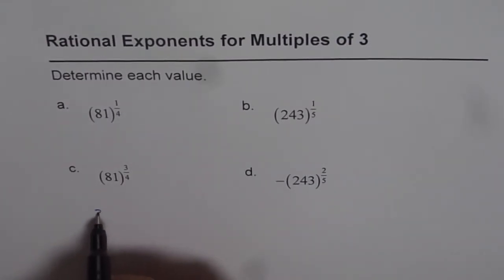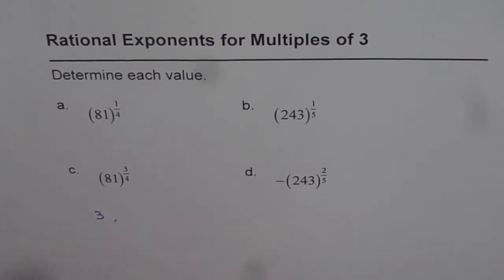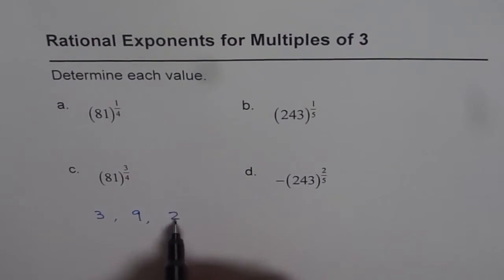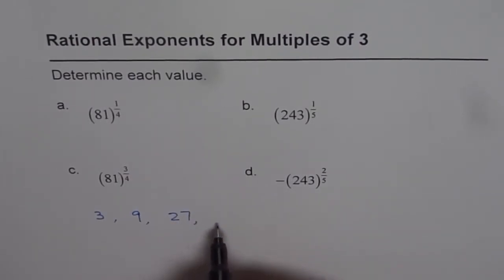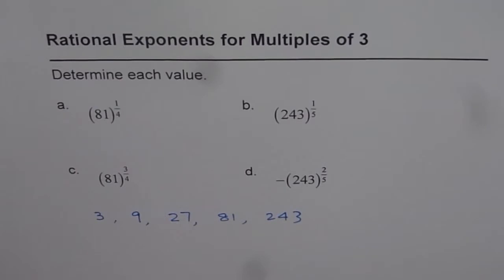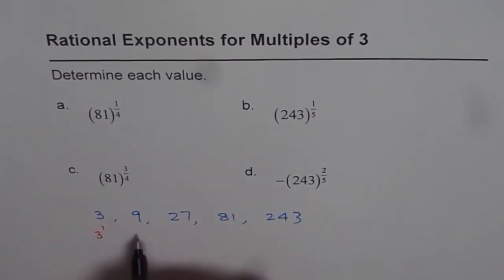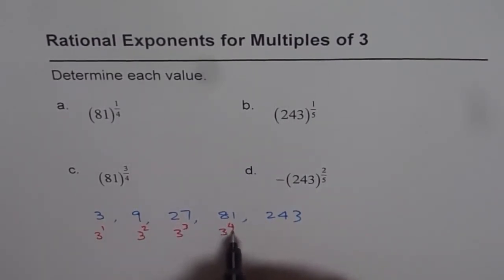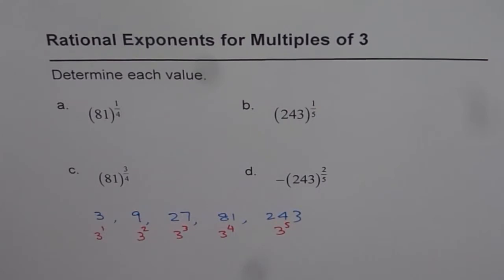3 to the power of 1 is 3, right? Then when you multiply by 3, you get 3 times 3 as 9, and then 9 times 3 as 27. 27 times 3 is 81, and when I multiply 81 by 3, I get 243. Well, these are the numbers which I have, right? So what we got here is this is 3 to the power of 1, this is 3 to the power of 2, then 3 to the power of 3, 3 to the power of 4 and 3 to the power of 5. Now that helps to answer these questions.